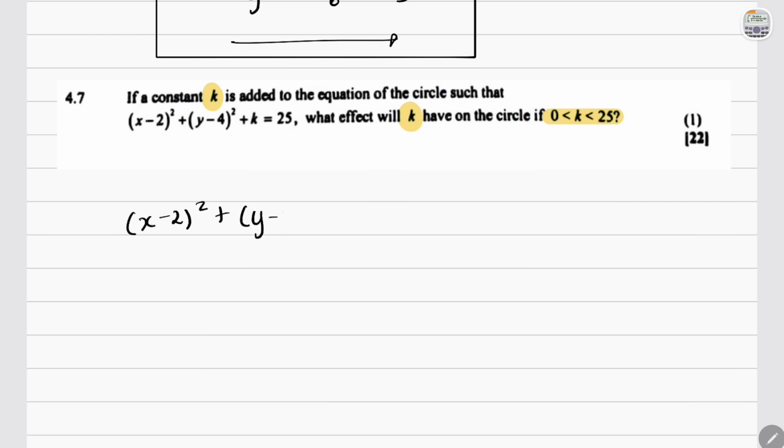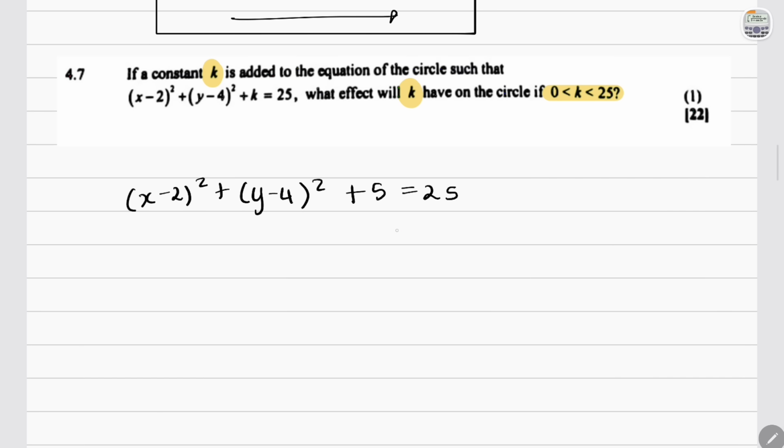So you'd have y minus 4 all squared, then you say plus 5 is equal to 25. Now what will you do with this 5? Well, to simplify this so that it's back in the standard form of the equation of a circle, you would take the 5 over. So it's going to be x minus 2 all squared plus y minus 4 all squared, and then when that comes over, it becomes negative. So it's 25 minus 5, which gives you 20.